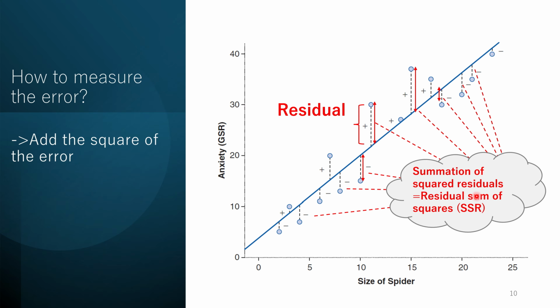It's SSR. The SSR tells us how far our predicted values are from the actual dataset. A smaller SSR means the regression line fits the data more closely. So minimizing this number is what the least squares method does. Least squares means minimizing these squared residuals. This is called OLS.